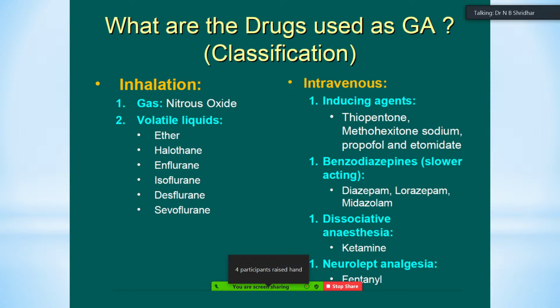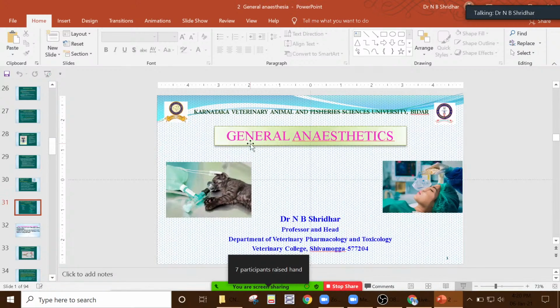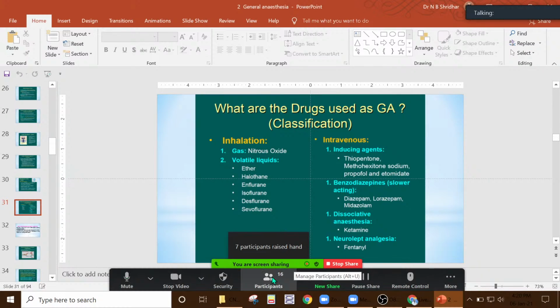So we have to study all these agents in detail in the forthcoming contact hours or classes. Tomorrow we are going to learn in detail about this particular class of drugs: what are the inhalation anesthetics, the intravenous agents, how they induce anesthesia, and also the different anesthetic agents with different mechanisms of action.